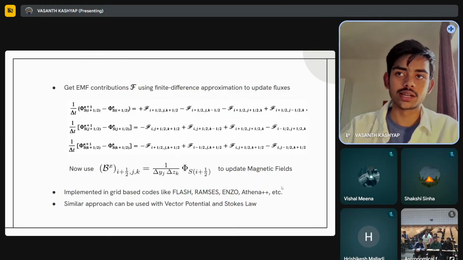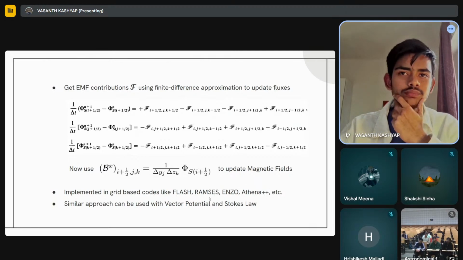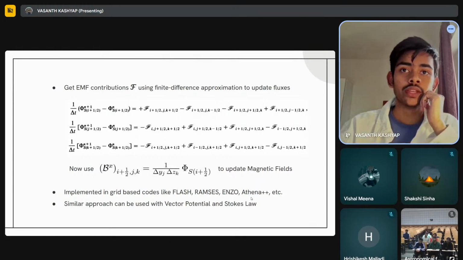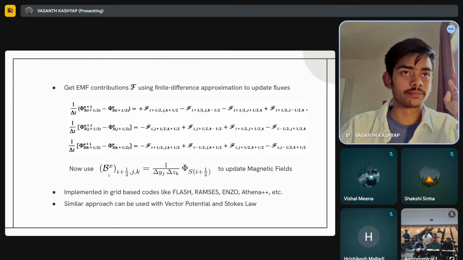I have given some examples here: Flash, Ramses, Athena, Enzo. These are codes that have been there for like 15-20 years now, and they all use this formulation.